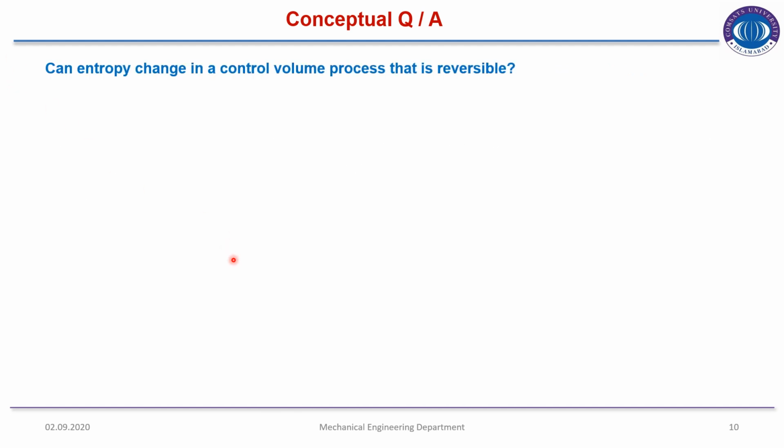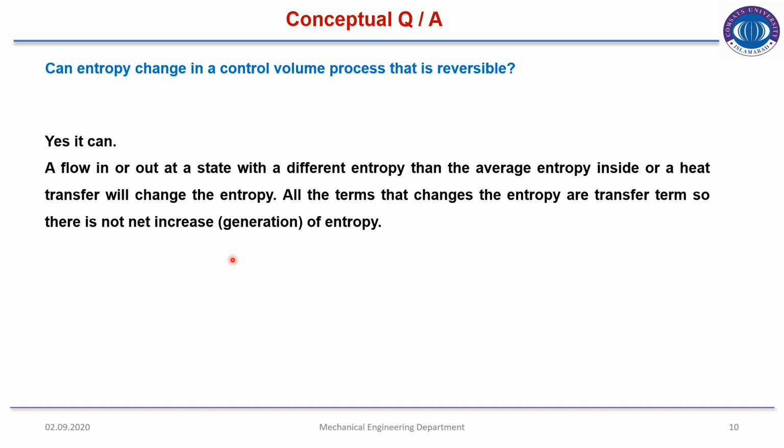Can entropy change in a control volume process that is reversible? If the process is reversible, will the value of entropy remain constant or can it change? The short answer is that the entropy can change for the reversible process as well. A flow in or out at a state with a different entropy than the average entropy inside, or a heat transfer, will change the entropy. A certain amount of heat added or leaving the system will also change the entropy of the system.